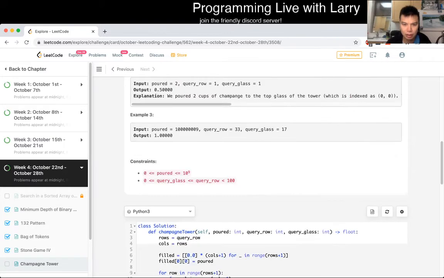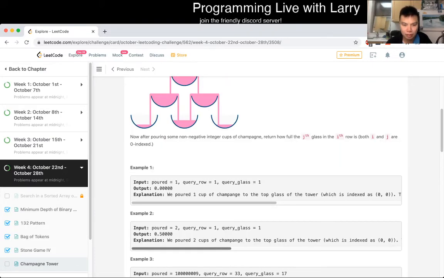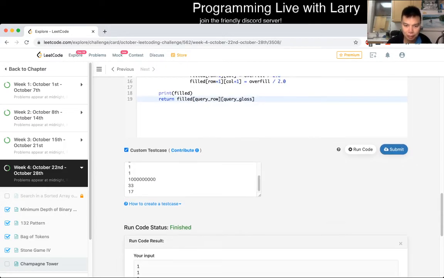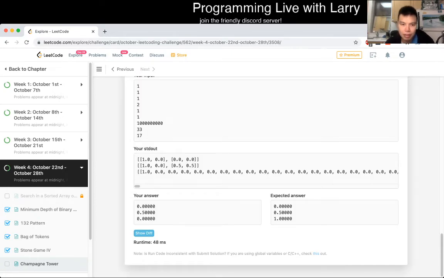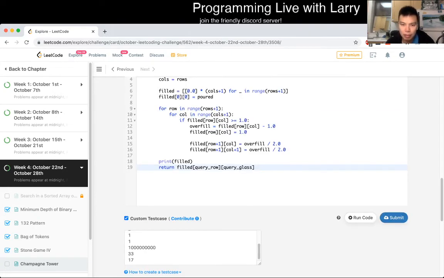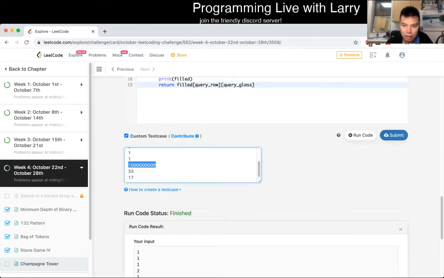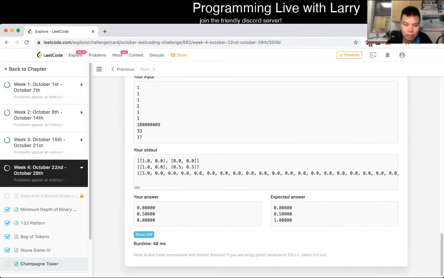because, oh no, the top. Okay, so the top glass is 0, 0. I just wasn't sure where the query row is. Okay, 0 indexed or 1 indexed. That is peculiar. I can't imagine it. Yeah, unless I just didn't put in the right number. That's weird.